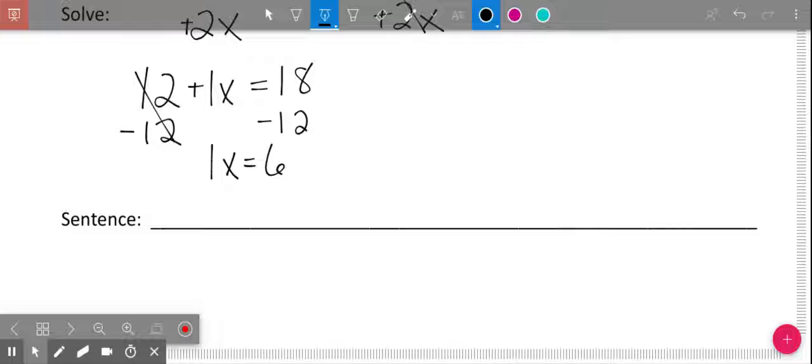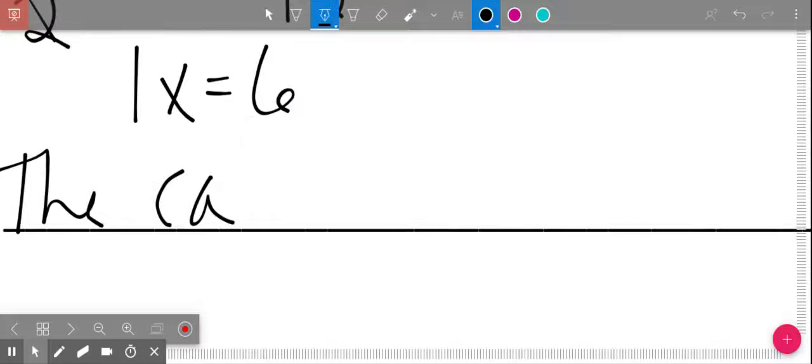Once again, we need to stop and think, does this actually make sense? And it does, because it's a positive number, so we can have positive time. Okay, so the candles burn for 6 hours.